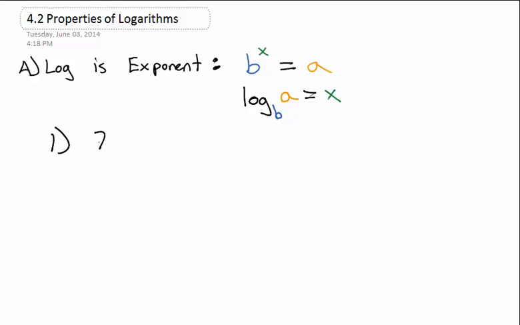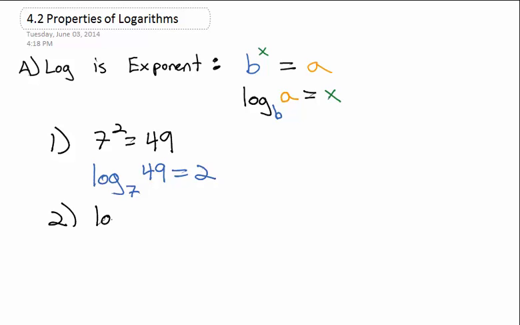So for example, if 7 squared equals 49, then we could rewrite this as a log with a base of 7 of 49 would be equal to that exponent of 2. Both of these are expressing the same information, but one is solved for the exponent. The exponent 2 is equal to log base 7 of 49. The other one is solved for the solution. 49 is equal to 7 squared. But each form has its advantages. We can also switch back the other way.